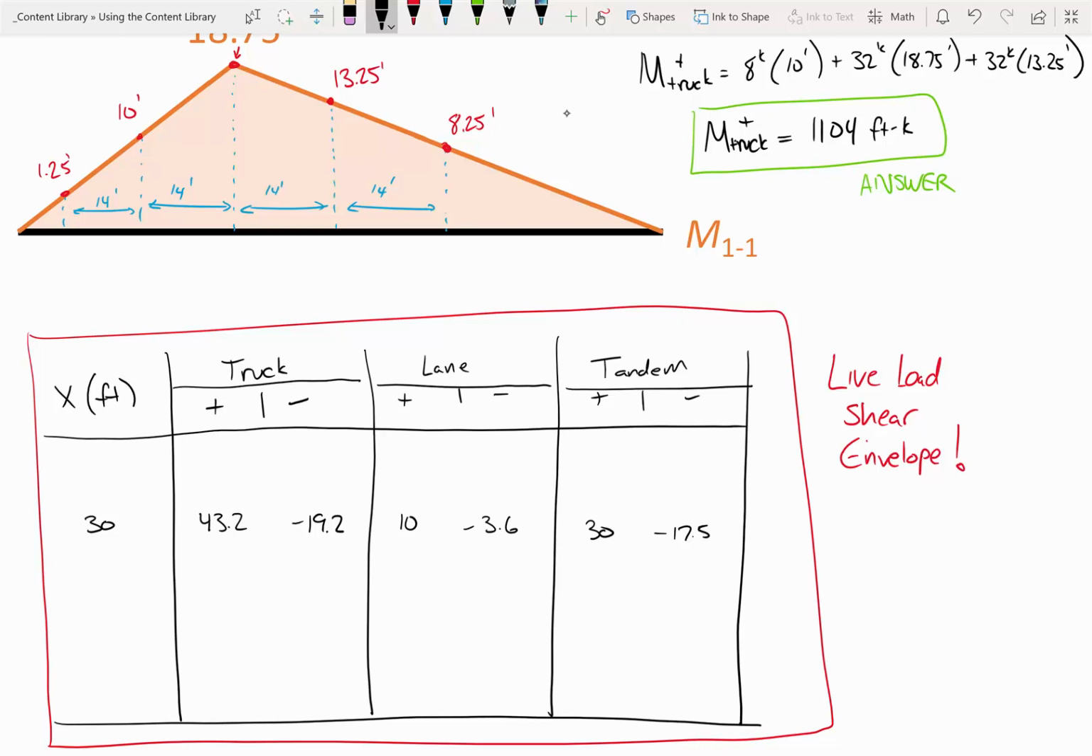And if I was a bridge designer, I might ask, okay, maybe I need more points. Maybe I need to do this again for 20 feet, or maybe I need to do it for 10 feet, or at the support, or 40, or whatever. This beam was 80 foot long, and so I would have an entire table of values.